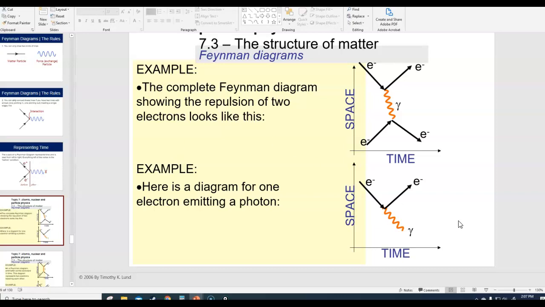Here we have two Feynman diagrams. The top one is showing the repulsion of two electrons. Notice again that you always start reading a Feynman diagram from the beginning of time to the end of time. So in this case, it would be from left to right. You start off with two arrows representing electrons. The arrows approach each other in space. At some point, they exchange a photon. Here and here you can see the photon being exchanged. And then if you keep moving forwards in time, you can see that the electrons just go apart in space. So this Feynman diagram represents the repulsion of two electrons.